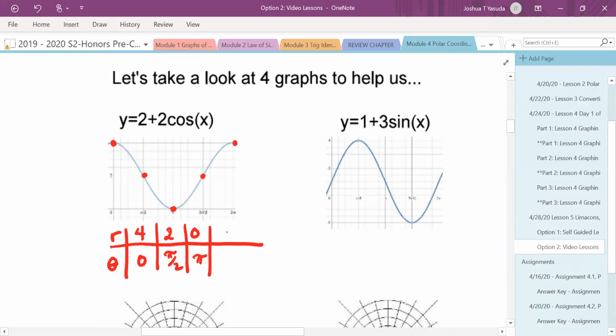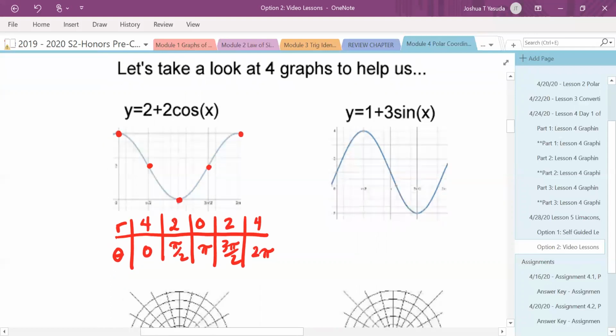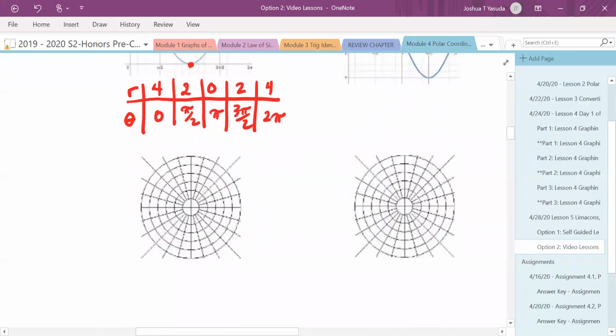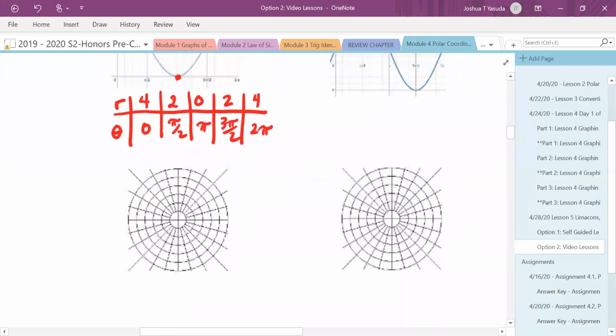The next y value was 2 at 3 pi over 2. And the next y value was 4 when we got back to 2 pi. Okay, so now I'm going to turn these into an actual graph on a polar plane. So this up here was rectangular, and this is what you're going to get if you were to graph this in polar.